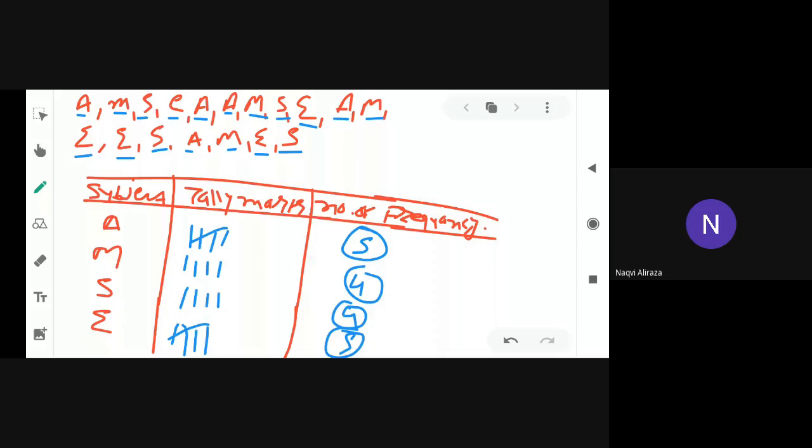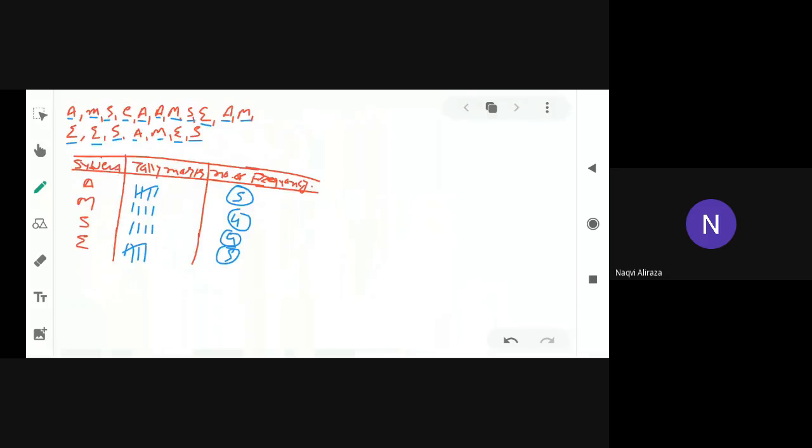Are you understanding this, boys? Yes, sir. Okay, it is very simple. First of all, we have to make tally marks, and then after we have to count and write this number of frequency.